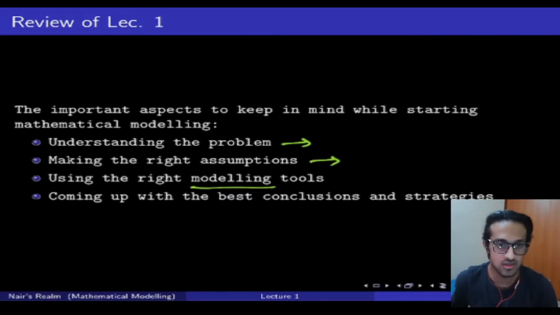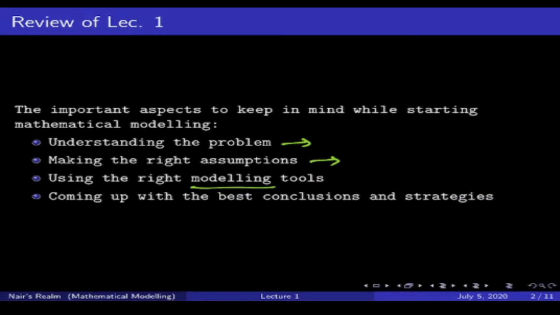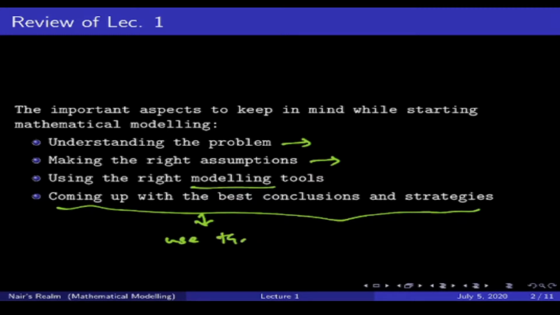And now the last and the most important thing is coming up with the best conclusions and strategies. This is where the whole model comes to light, right? So if our model is good, but we're not able to draw the right conclusions, or if you're not able to use the results well, then our whole model goes to waste. So this is the most important step in my aspect, apart from understanding the problem and making the right assumptions.